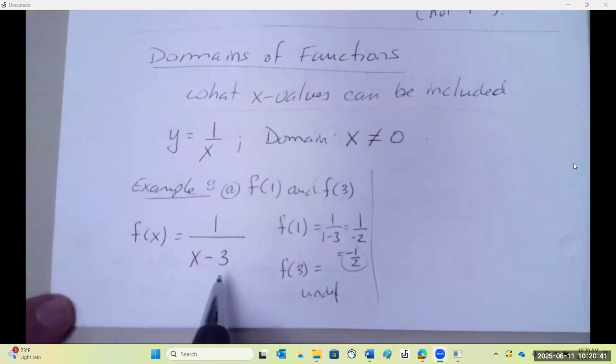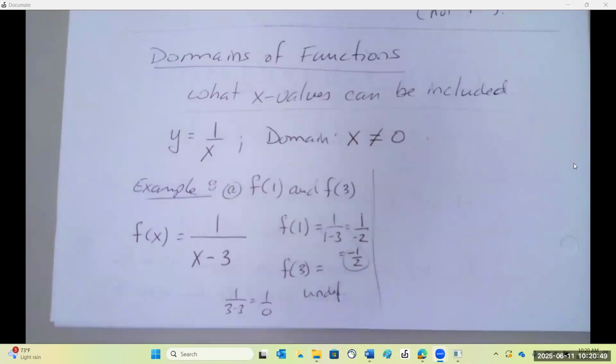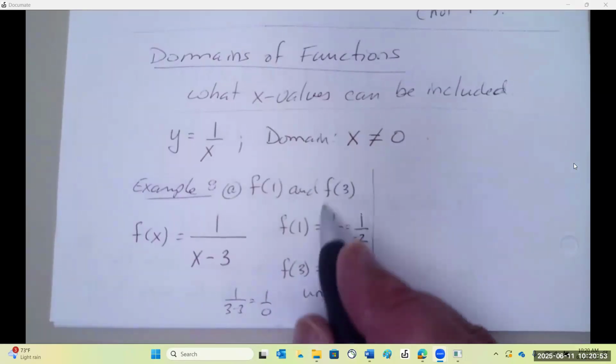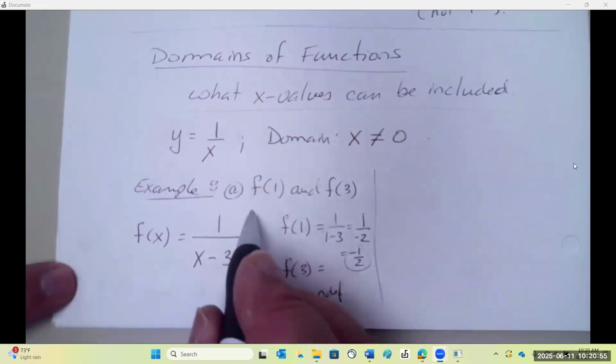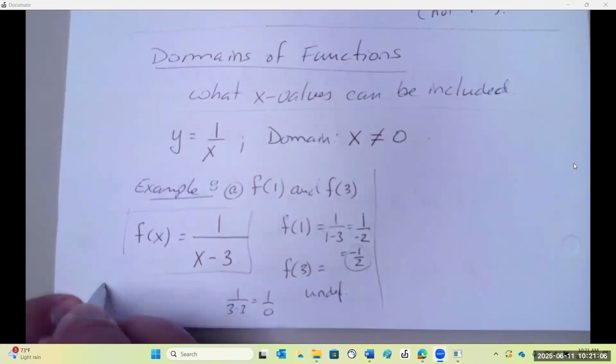Undefined. Why? Because on the bottom, 3 minus 3 is 0. We get 1 over 3 minus 3. We could have determined this earlier. Whenever I give you an equation that's a fraction, the first thing you should do is tell me what x's can I not use. What's my domain of this function?